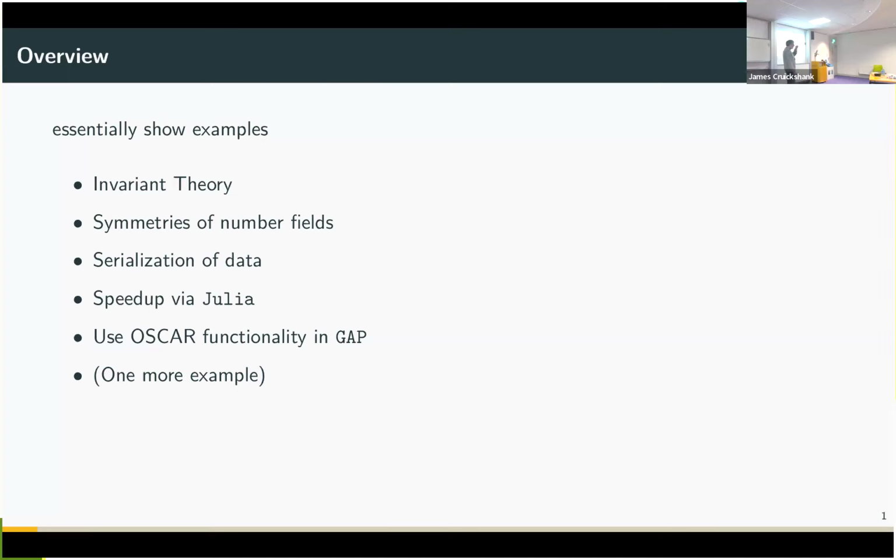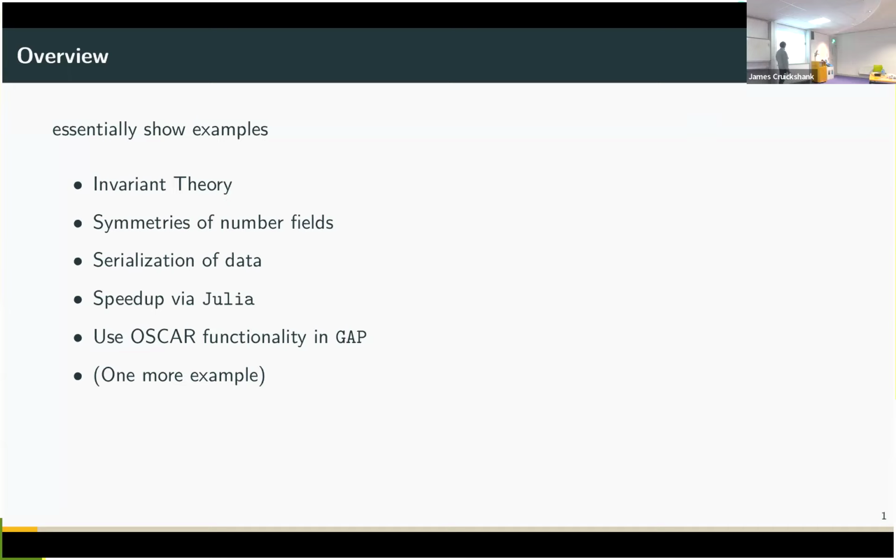Essentially, yesterday we saw some overview of which areas of mathematics are covered by OSCAR. So I want to focus on some particular examples. My idea was to look into invariant theory, give some examples, then symmetries of number fields. First, all this is of course influenced by groups. In invariant theory, we start with a group and go to some polynomial ring with it. Here we start with the number field, and we are interested in some groups.